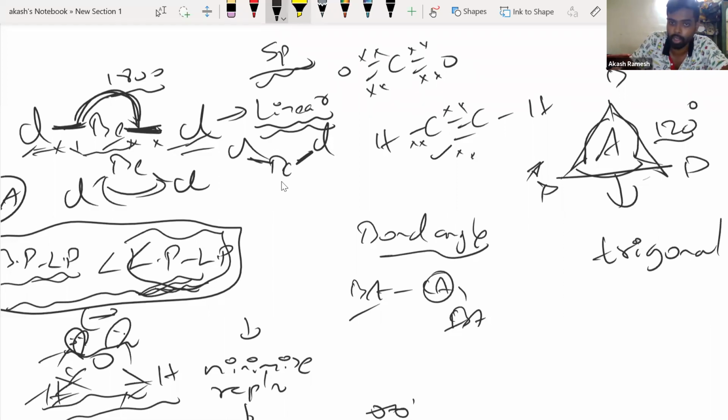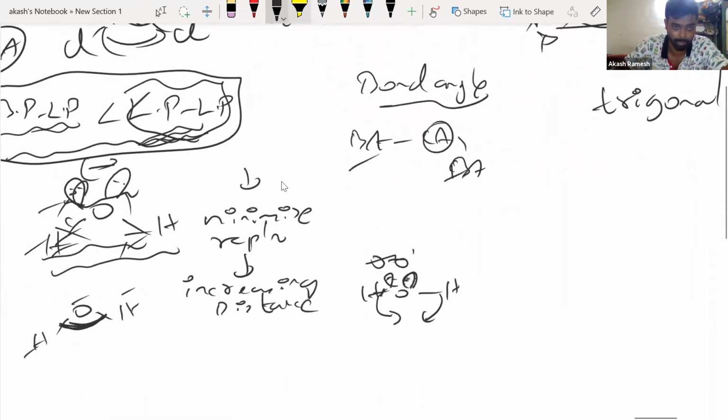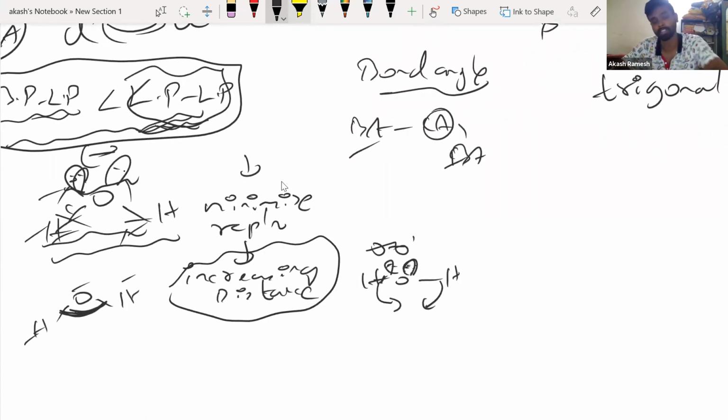Obviously, this cannot be changed. You cannot do anything with this, because the triple bond is fixed. So all you have to understand is, between these 2 electrons and these 2 electrons, I have to make sure that the repulsions are minimum. Now, how do you reduce the amount of repulsion? Obviously, by increasing the distance.